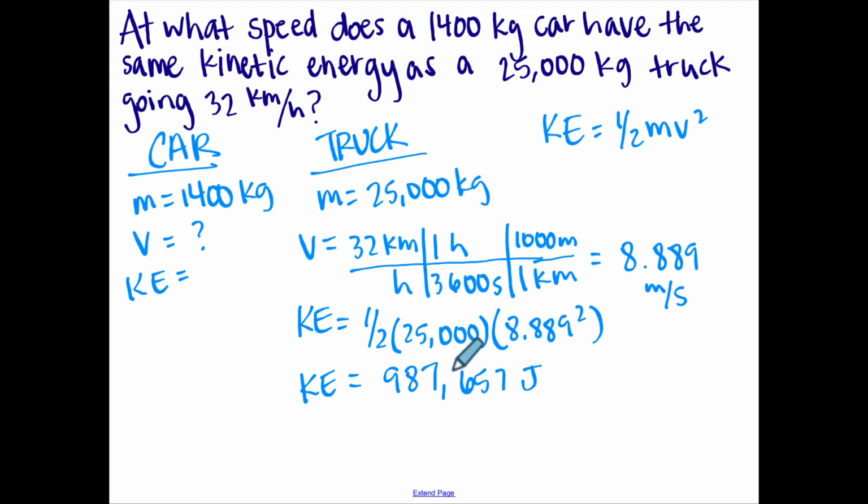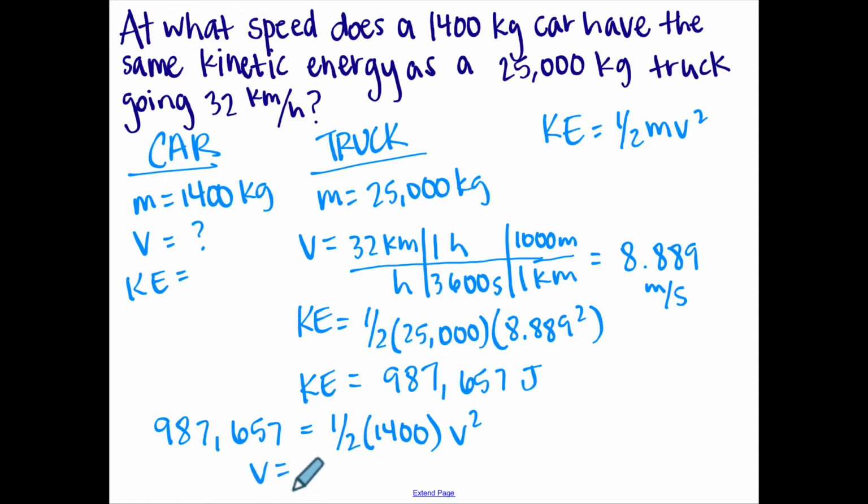Since we want the kinetic energy to be the same, we're going to take that number and do this equation again, but now for the car. So we're going to take 1/2 of the mass, which is 1,400, times the velocity squared, and we leave that as v because that's what we're solving for. And when we solve that, we get a velocity of 38 meters per second.